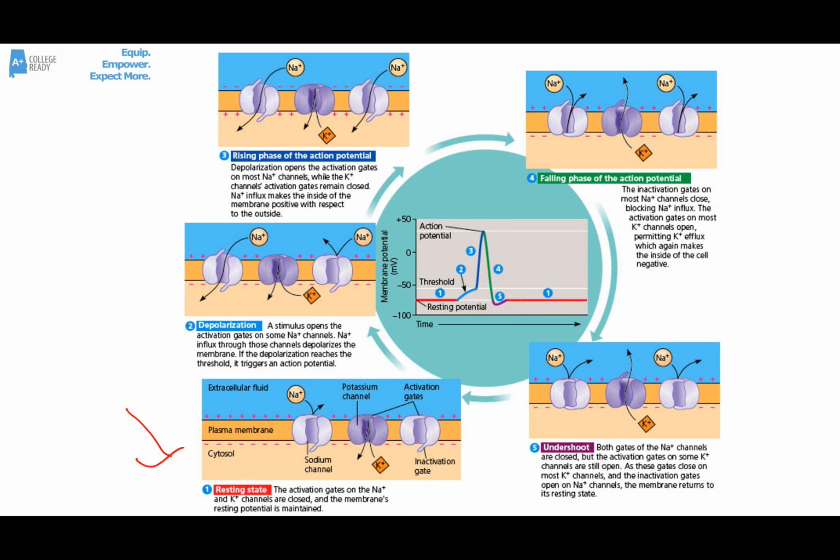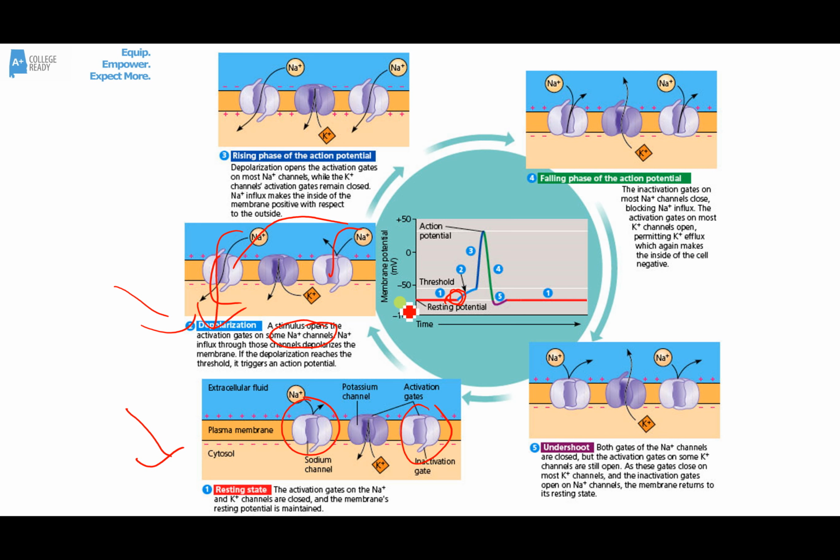In this case, the sodium channels and the potassium channels are essentially closed, the activation channels at least. And then we get a stimulus. Stimulus happens right in here. And that stimulus begins the process of depolarization. So it causes some of the sodium activation channels to open. And because there's a higher concentration of sodium outside the neuron than there is inside the neuron, sodium ions start to flood into the cell through those channels.